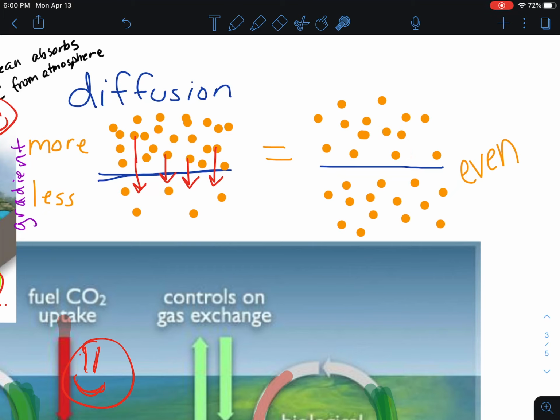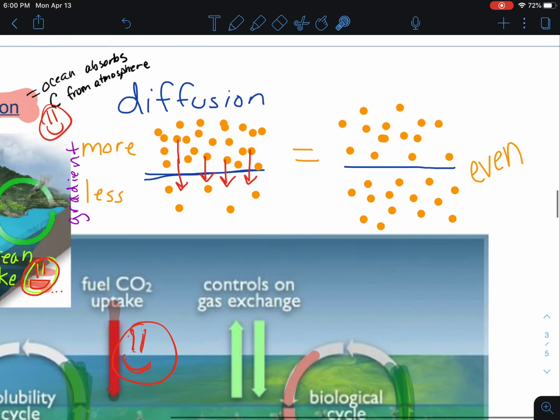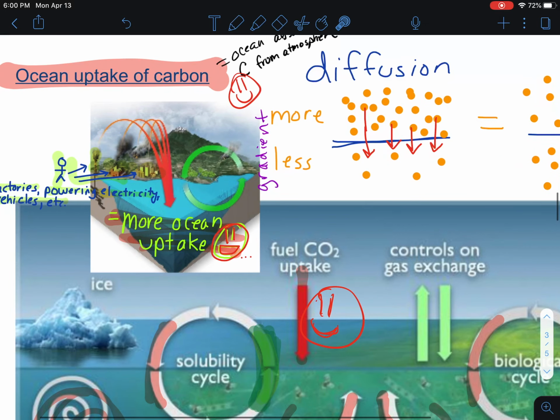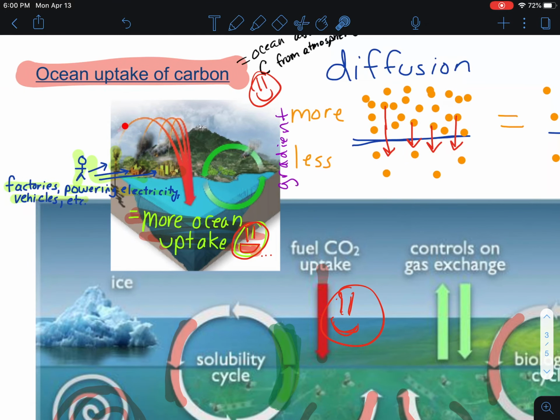Diffusion happens with liquids or with gases. This is happening with gaseous particles in the atmosphere diffusing into the liquid of the ocean. So the ocean passively absorbs carbon dioxide into the water. Here are these red arrows showing us that it's sinking into the ocean, passively being absorbed through diffusion.